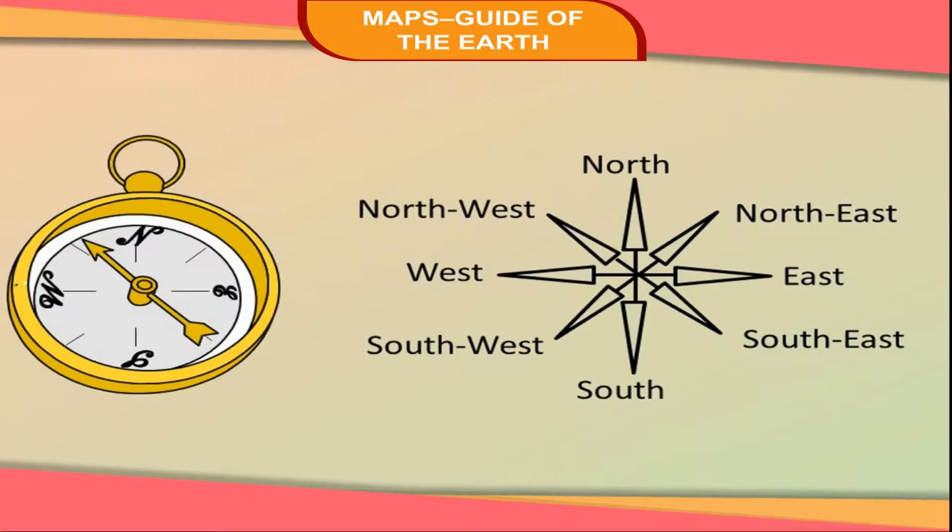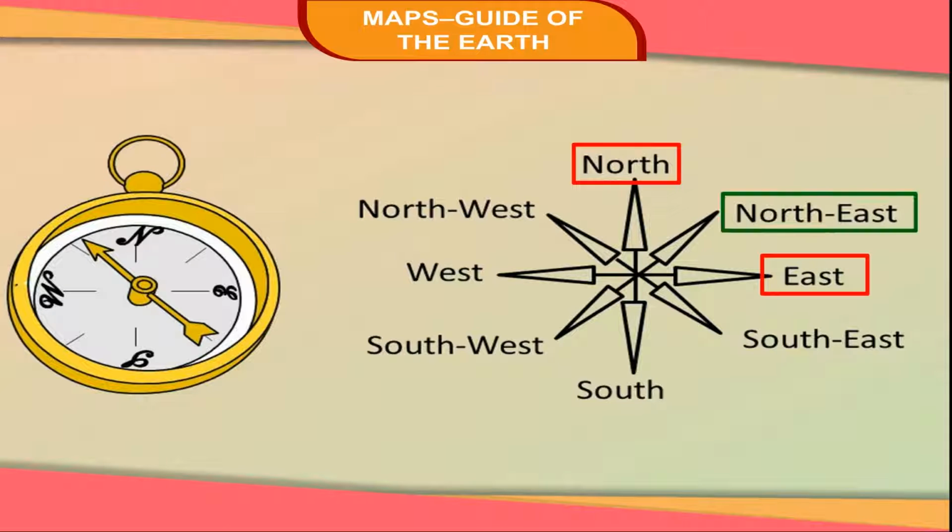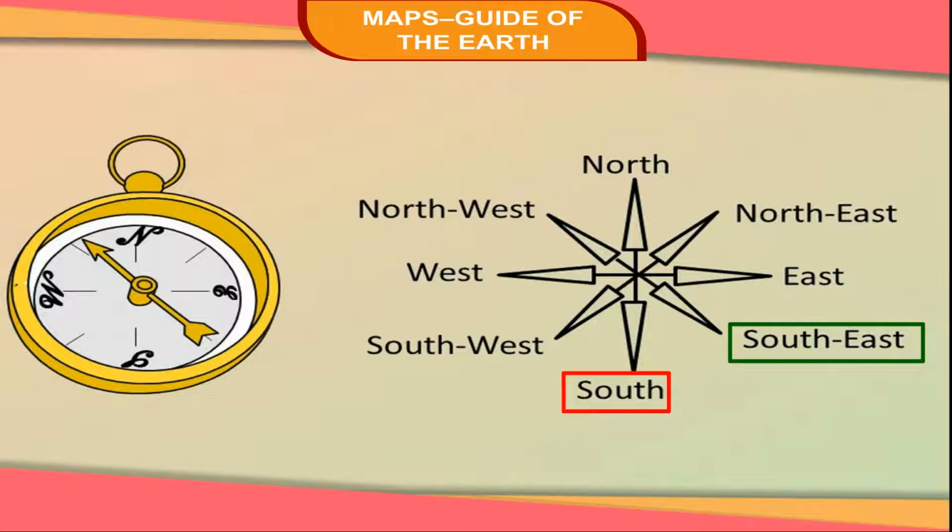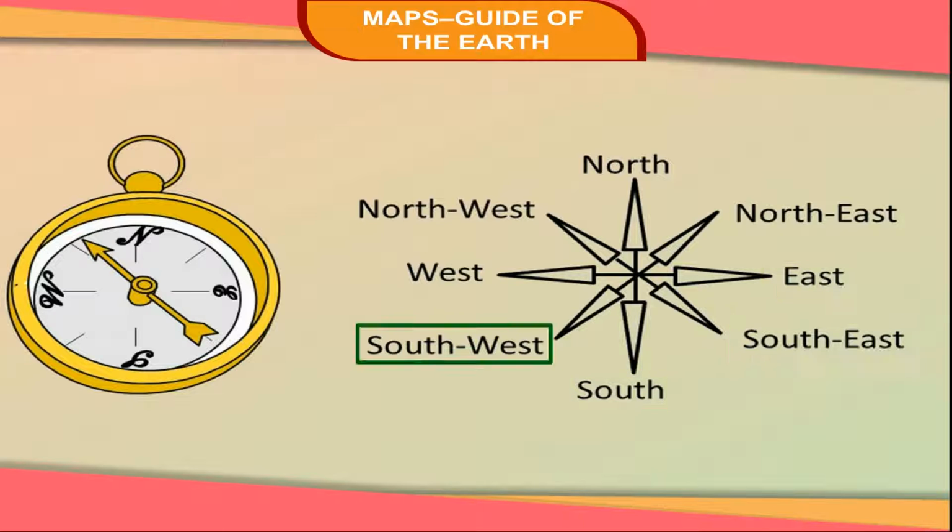Subdirections. Apart from the main directions, there are also 4 subdirections. Between the north and east lies the northeast. Similarly, the northwest lies between north and west. The southeast lies between south and east. Between south and west lies the southwest. The subdirections are also called intermediate directions.